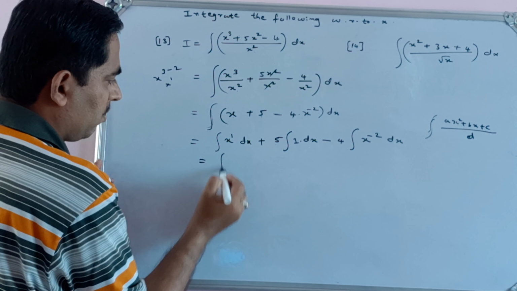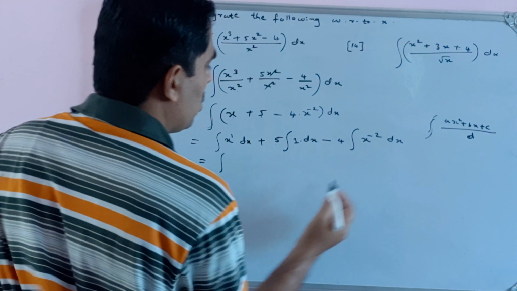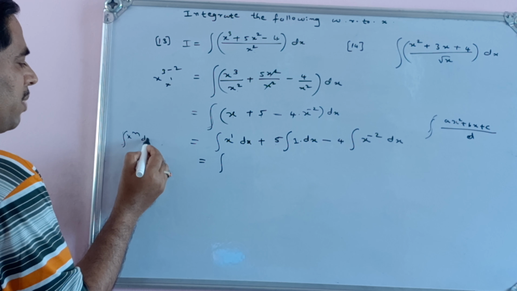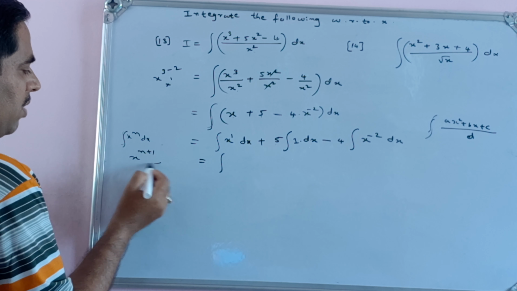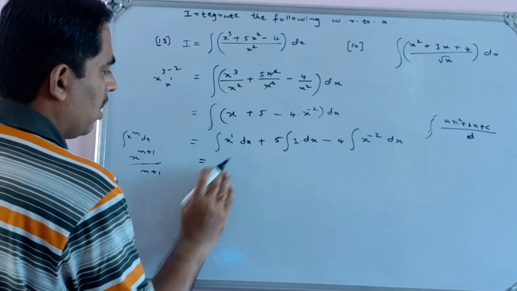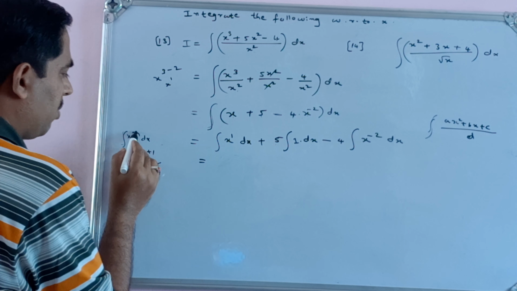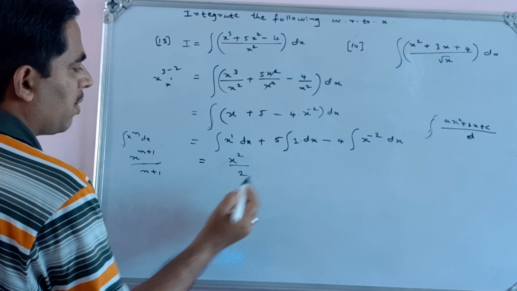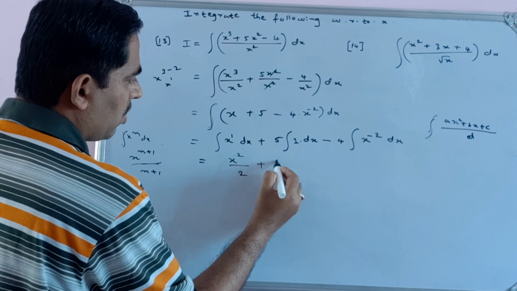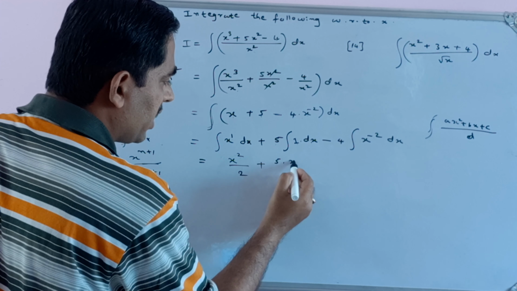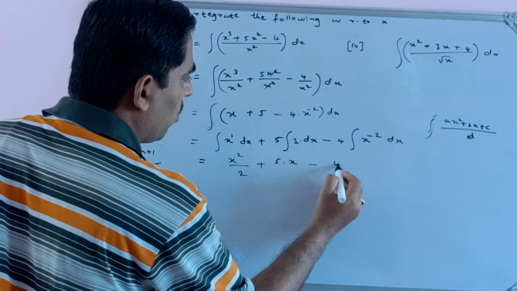Integration of x. As we discussed in our previous class, what is the power rule? Integration of x to the power of n with respect to x is x to the power of n plus 1 divided by n plus 1. I will apply this. What is the integration of x to the power of 1? That will be x to the power of 1 plus 1, which is 2, divided by 1 plus 1, that is 2, plus 5. Integration of 1 with respect to x, what is it? That is x. Then minus 4 as it is.